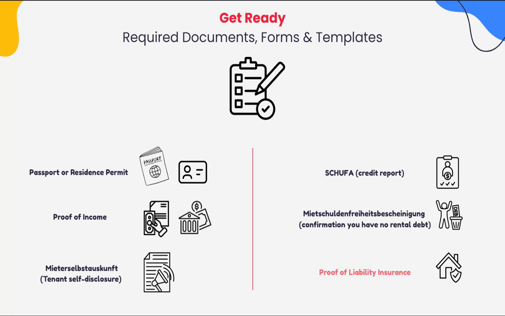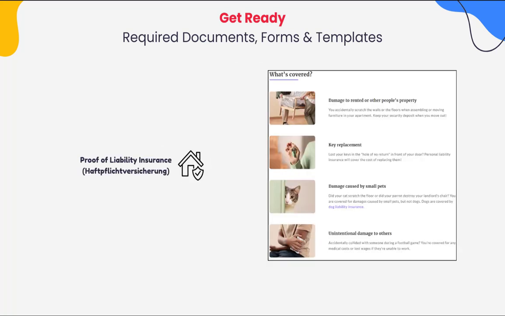It covers damages you might cause in the apartment, like water damage from a washing machine or breaking furniture. Even if not required, it's recommended because accidents do happen, and with liability insurance, you are protected and have peace of mind. And the good news is, it's actually quite cheap here. It costs around €5 per month only.